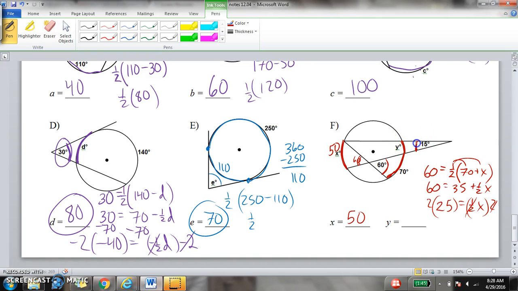So we have this outside angle, which is going to equal half of 50 minus y, because when the lines intersect outside the circle, it's the difference. When they intersect inside like this, it's the sum. So same thing, distribute. Half of 50 is 25 minus half of y. If I subtract 25, I get negative 10. This cancels, negative 1/2, so I would need to multiply by a negative 2. Negative 2 times negative 10 would be positive 20.